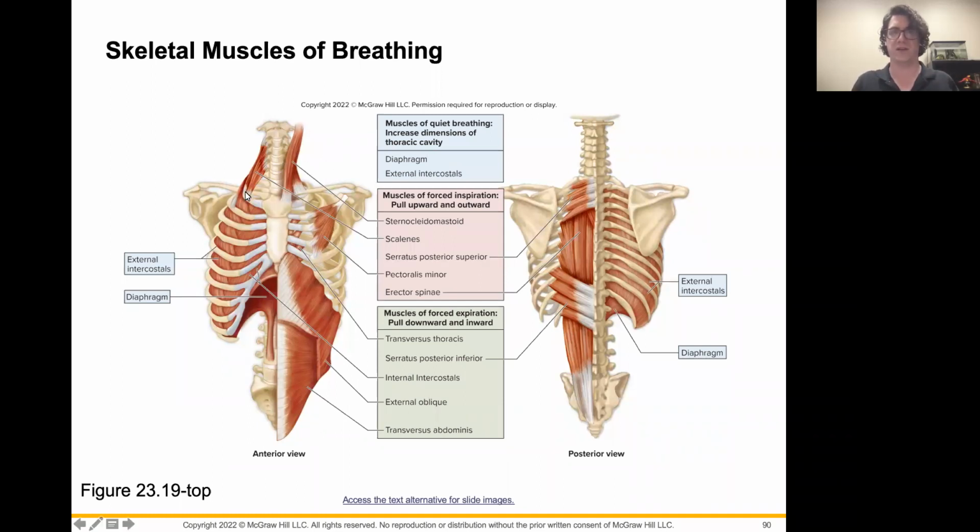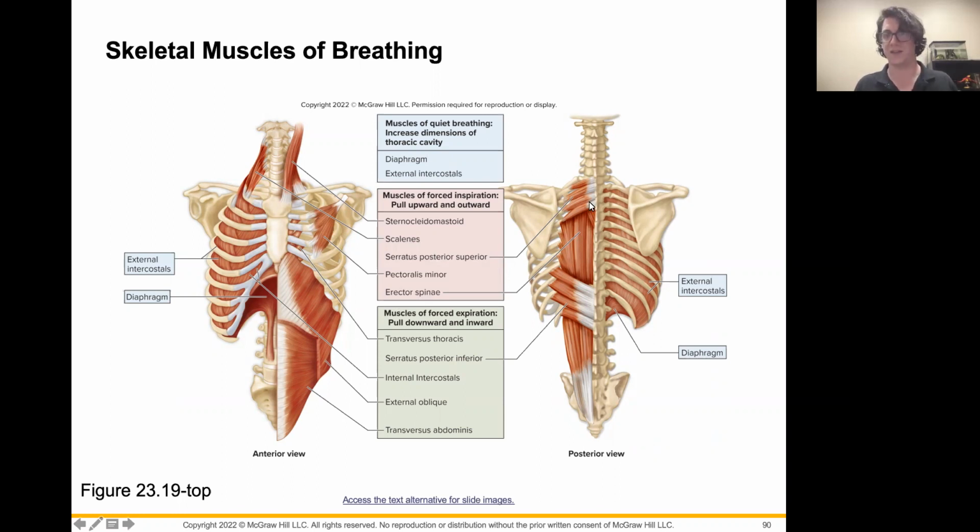So this is where our sternocleidomastoid and our scalenes are going to come in. They're going to pull up on that rib cage, basically creating more distance between the top of the rib cage and the diaphragm, making it larger. External intercostals open things up a little bit more. And we also grab our pectoralis minor muscles, once again, pulling that rib cage out towards our shoulders, okay? And then we also have our serratus and erector spinae.